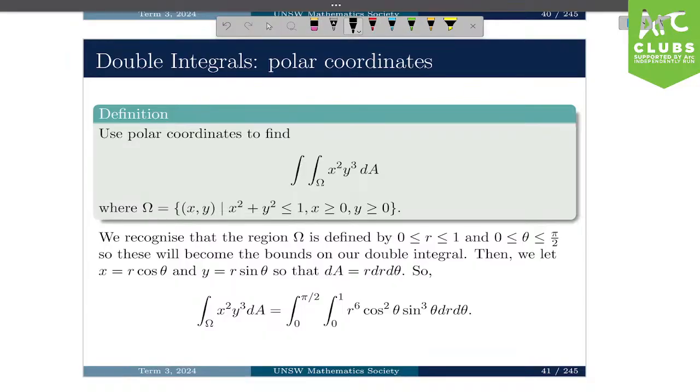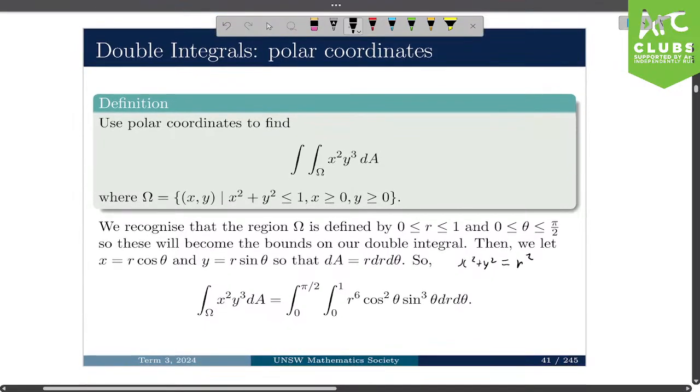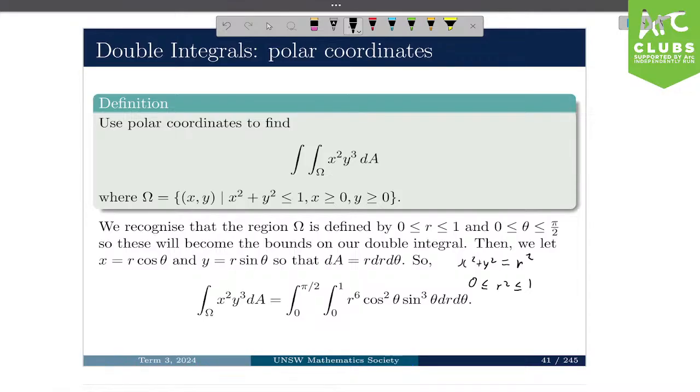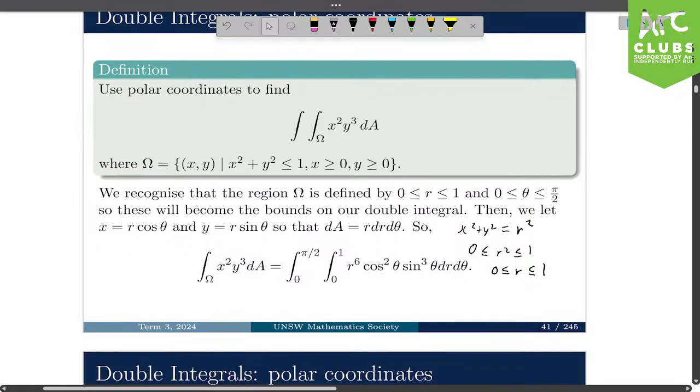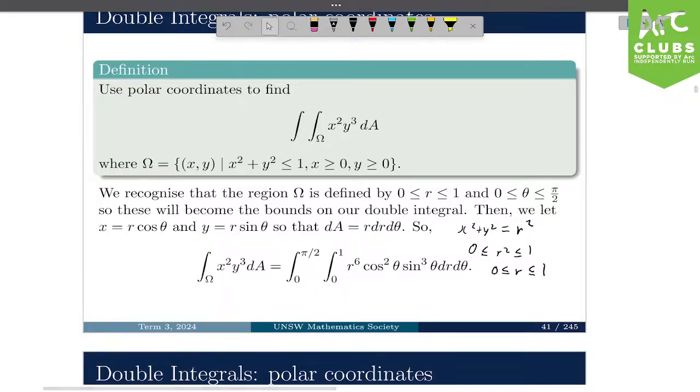So we note that for polar coordinates, x squared plus y squared is equal to r squared. Since r squared is less than or equal to 1 and presumably greater than or equal to 0, then it holds that r is less than or equal to 1 but greater than or equal to 0. And since both x and y are greater than 0, then we know that theta must be in the first quadrant, so between 0 and pi on 2. So these will become the bounds on our double integral.